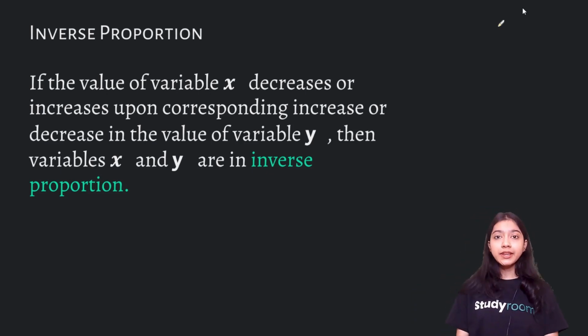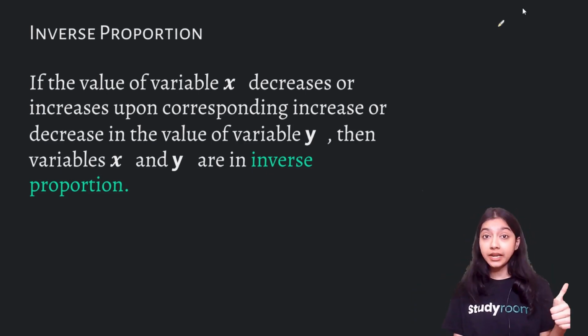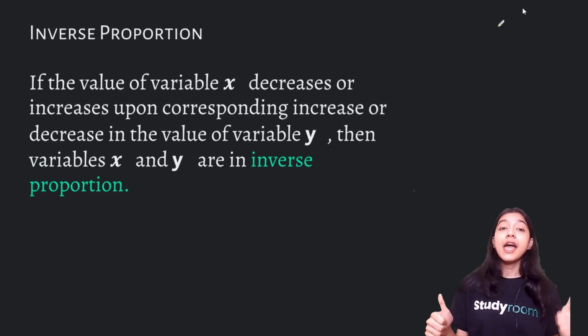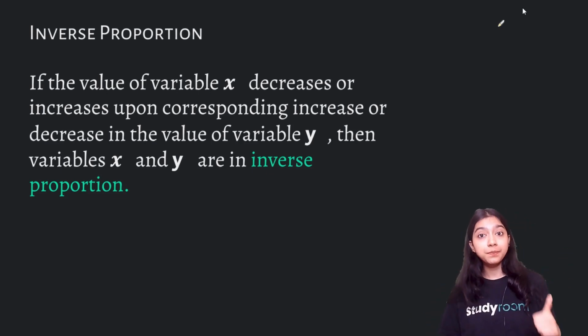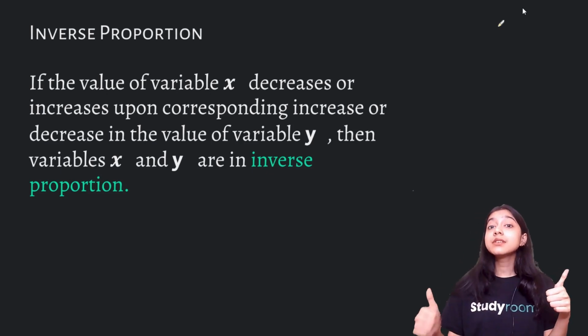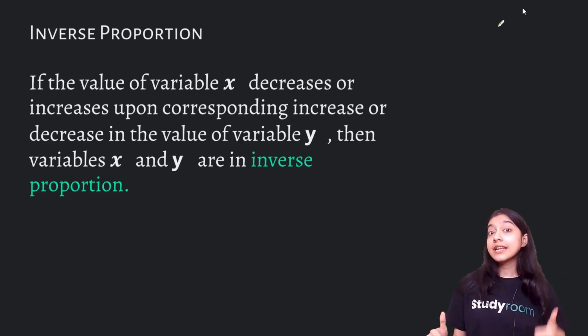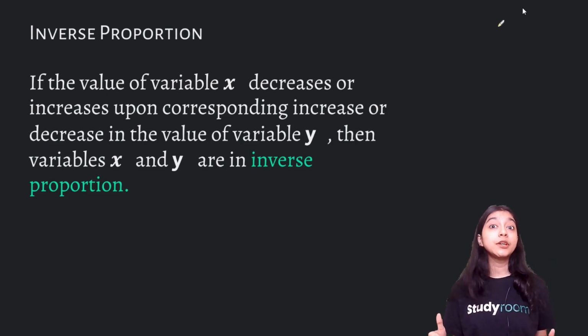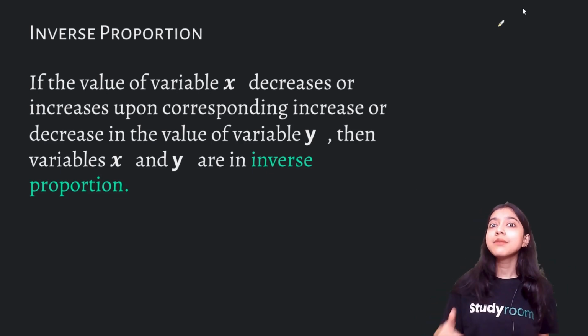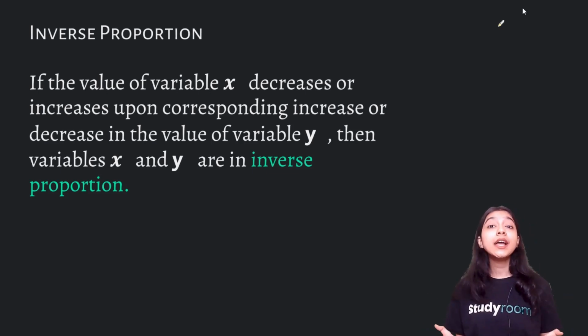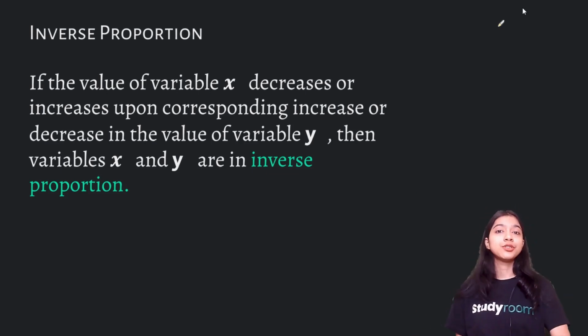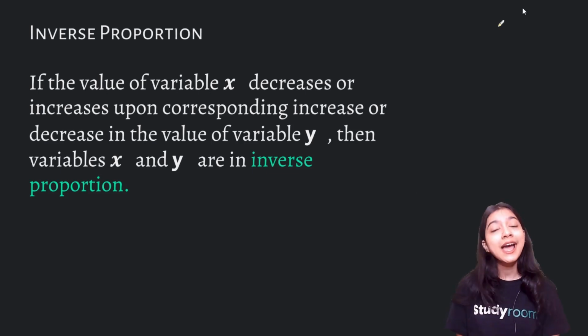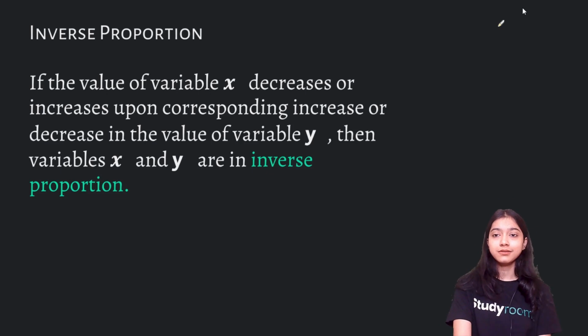So if there are two variables, x, that is the speed, and y, that is time, and x is increasing, that means the speed is increasing, then time is decreasing. If the speed is decreasing, that is from 10 km per hour, if I am decreasing my speed to 5 km per hour, my time is increasing. So in this case, x and y are said to be in inverse proportion. So this was inverse proportion and the relationship between the variables when they are in inverse proportion.